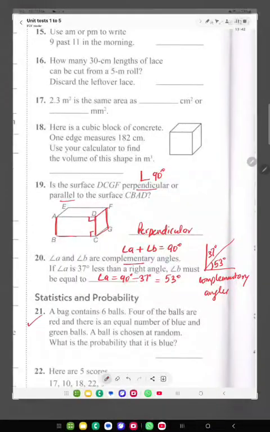Okay, moving on to question 21, statistics and probability. A bag contains 6 balls and 4 of the balls are red. 4 balls are red and there is an equal number of blue and green balls. So if 4 are red and there are 6 of them, so it should be 4, 1, 1. A ball is chosen at random. What is the probability that it's blue? So there should be one blue ball only, so it's 1 out of 6, 1/6.